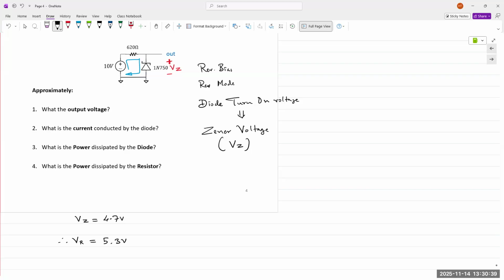Does that make sense to everyone? Have you all performed a lab experiment with Zener diodes? Okay. Was it a voltage regulator? What kind of experiment was it? Voltage regulator. Okay. Any questions? Oh, good.